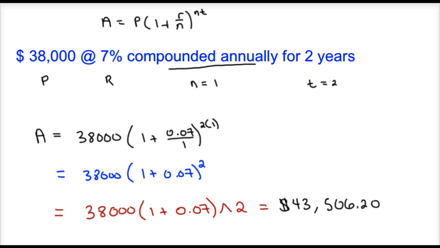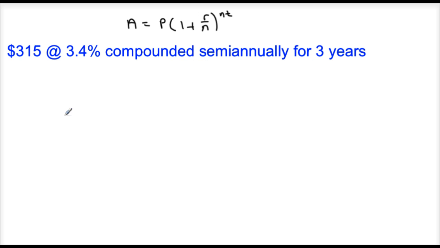Let's try the next one. Next one is $315 at 3.4%, compounded semi-annually for 3 years. So again, my P is my 315. My R is 3.4%, which we're going to convert into a decimal. Compounded semi-annually, so N is going to equal 2. For 3 years, so T equals 3.